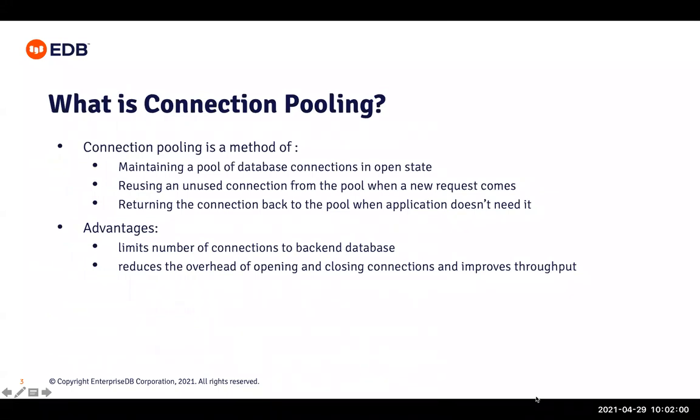So what is connection pooling? Connection pooling is a way of maintaining a pool, or set, of database connections in open state and reusing those connections from the pool when a new request comes. And after the application or client is done, the connection is returned to the pool so that another application request can use the connection. So why do we want to do this?